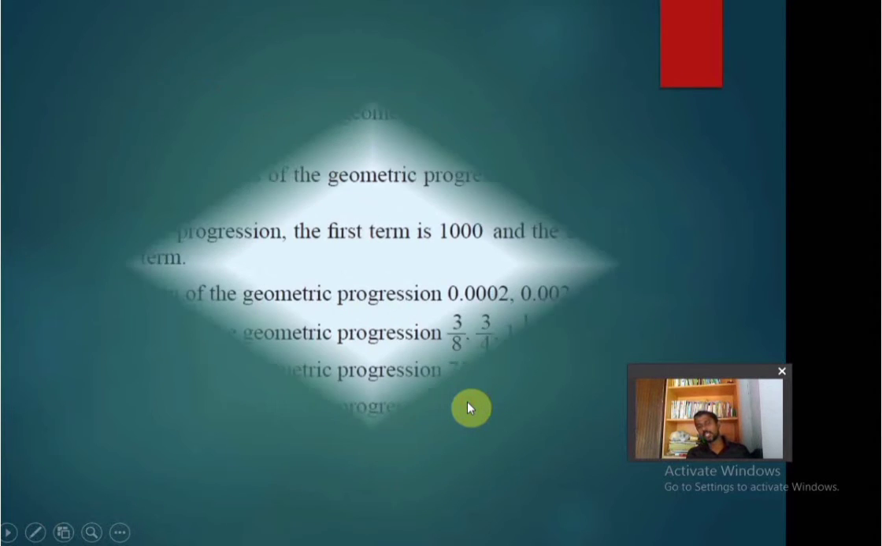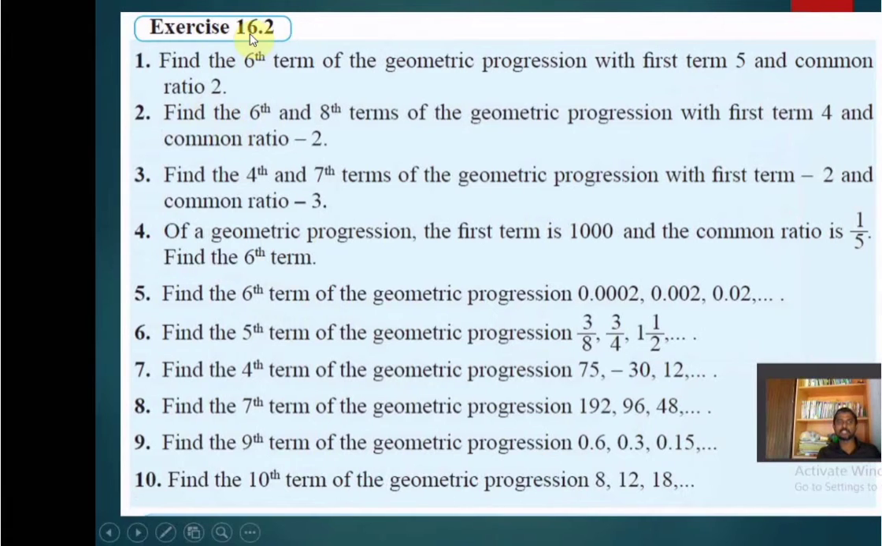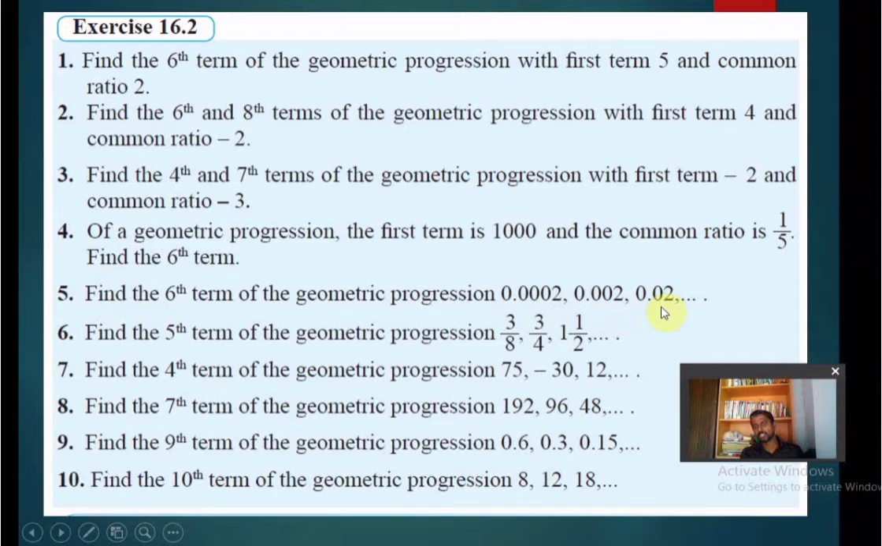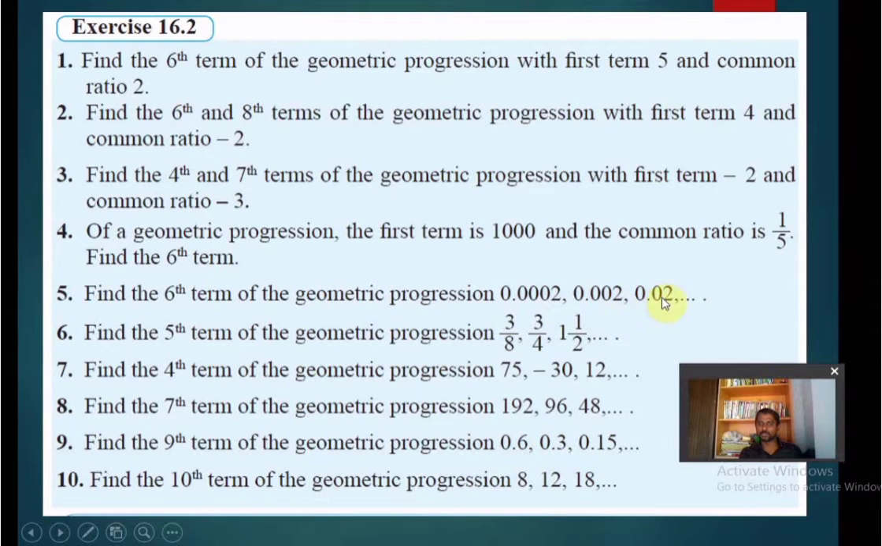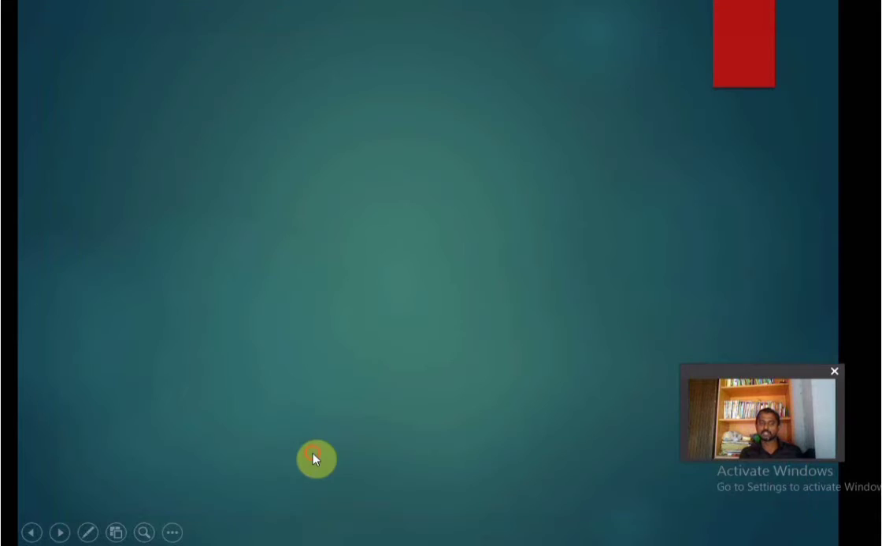Right? We'll see. Then like that, the same thing in exercise 16.2. They gave some exercise. Right? So see the fifth one. They give some decimal values. If it is difficult to simplify using decimals, you can convert to fractions and do the sum. Right? We'll see using this formula Tn equal to ar^(n-1), which position we can apply this.